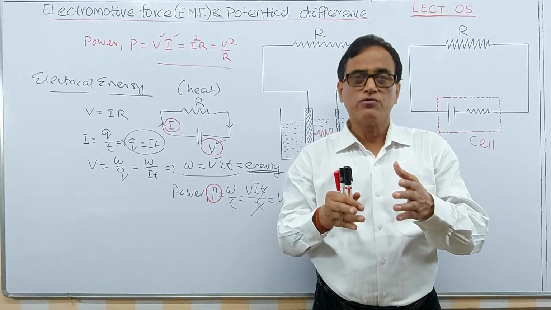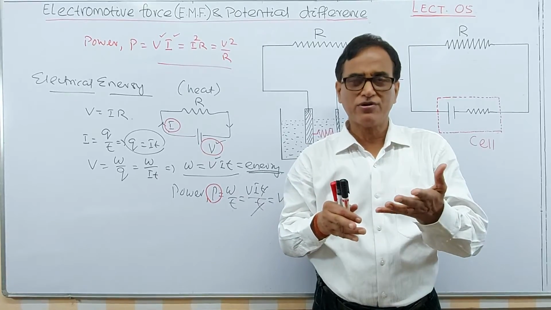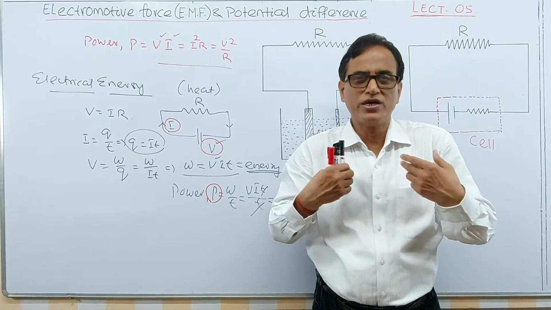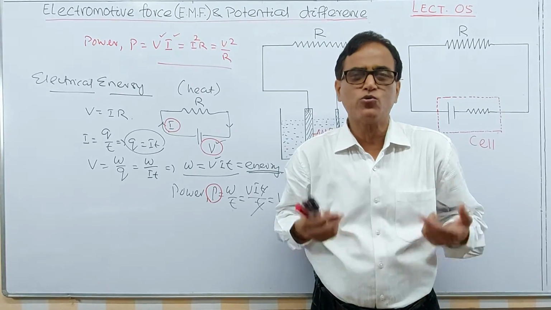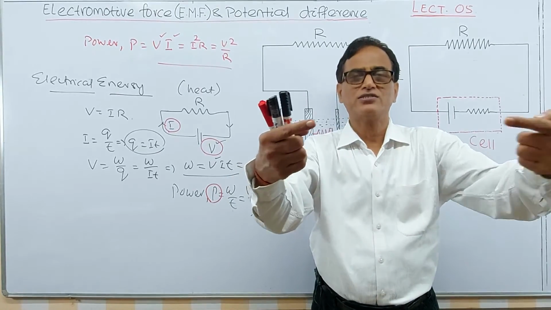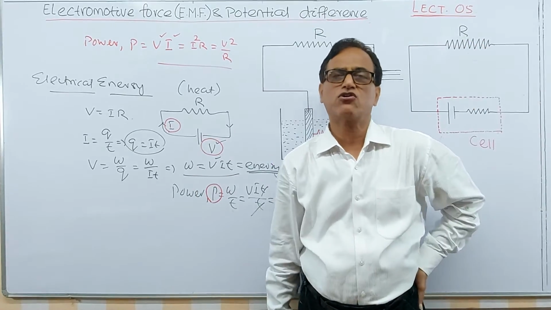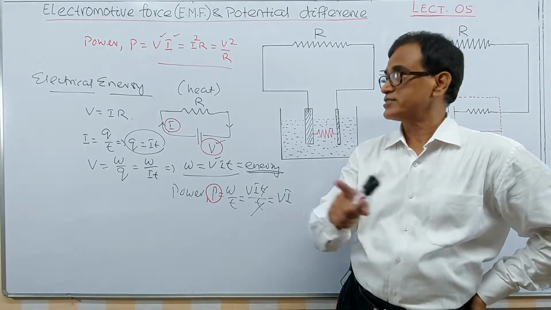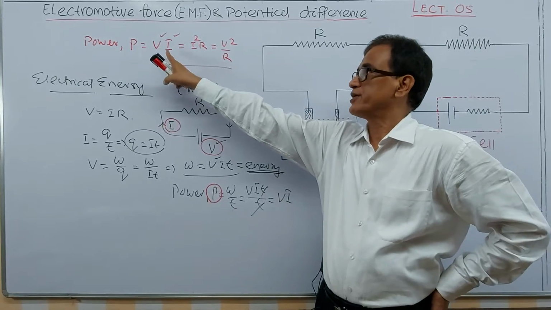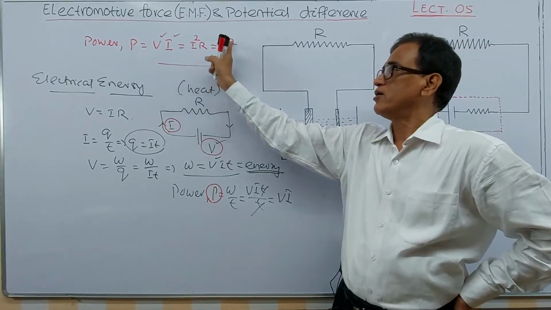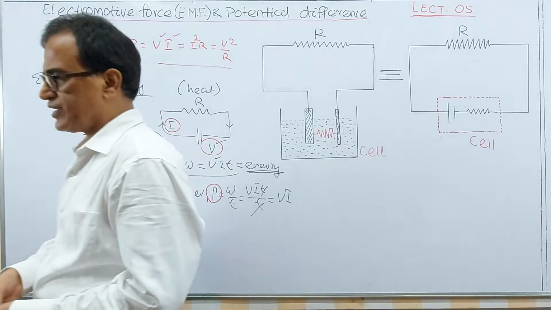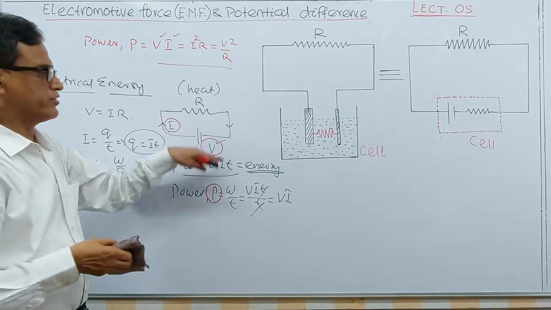Across whom? Across yourself. The answer may be yes, because we ourselves are certain resistances, but we apply some electrical energy or electrical voltage or potential difference across a resistance such that current I flows, such that power will be given by V into I or I square R or V square by R. These are the very common things you should know.